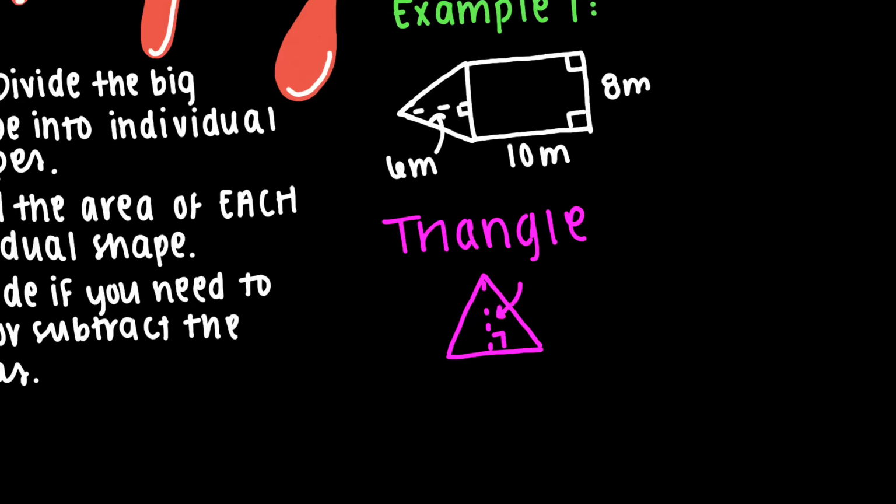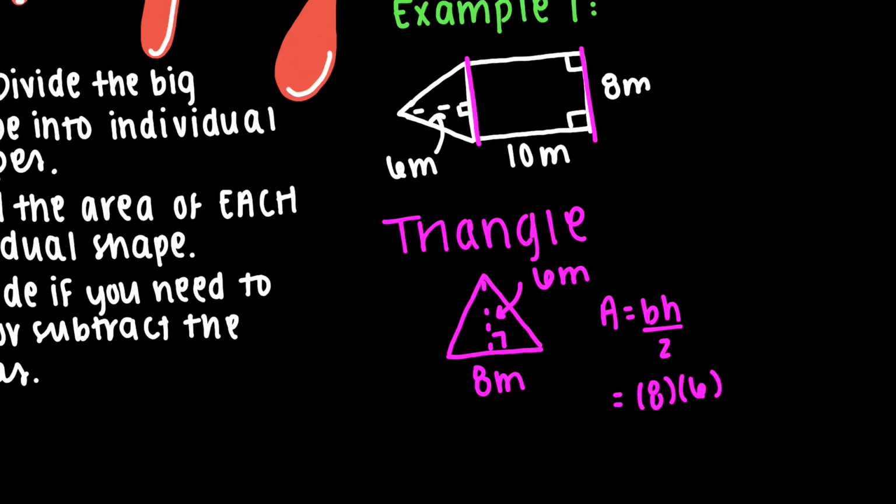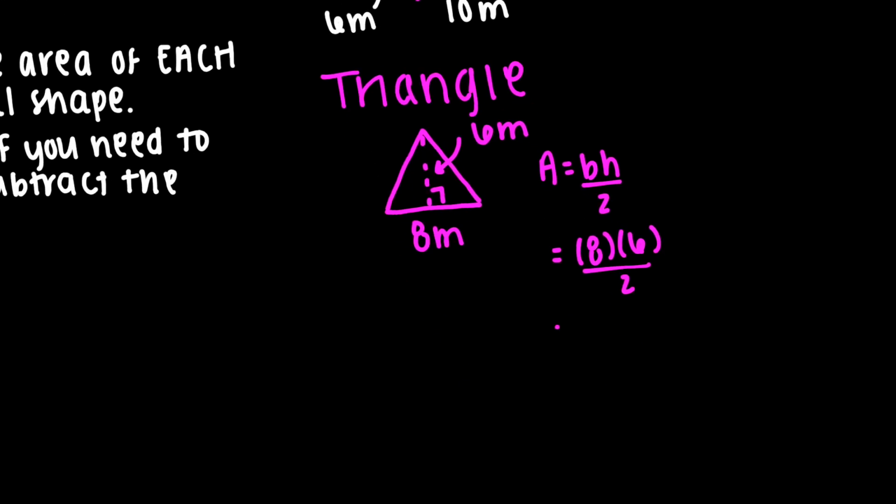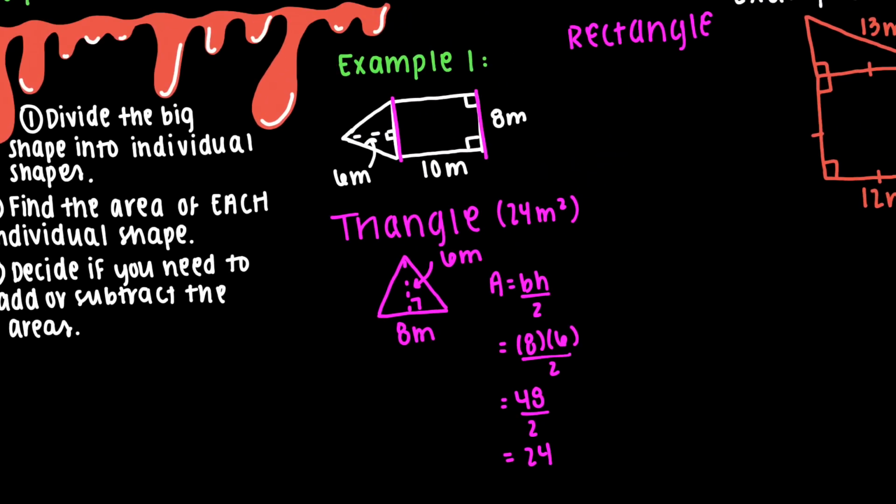I know this middle line is my 6, so my height is my 6 meters. Now I need to know that base. And if you look at the drawing, this is a rectangle, so that means the opposite sides are equal, which means the base of my triangle is 8 meters. Your formula for the triangle is area equals base times height divided by 2. So my base is 8 times my height 6 divided by 2. 8 times 6 gives me 48. I divide that by 2. So I know my area of this triangle is 24 meters squared. I'm going to write it up there just in case you can't see it when I scroll.